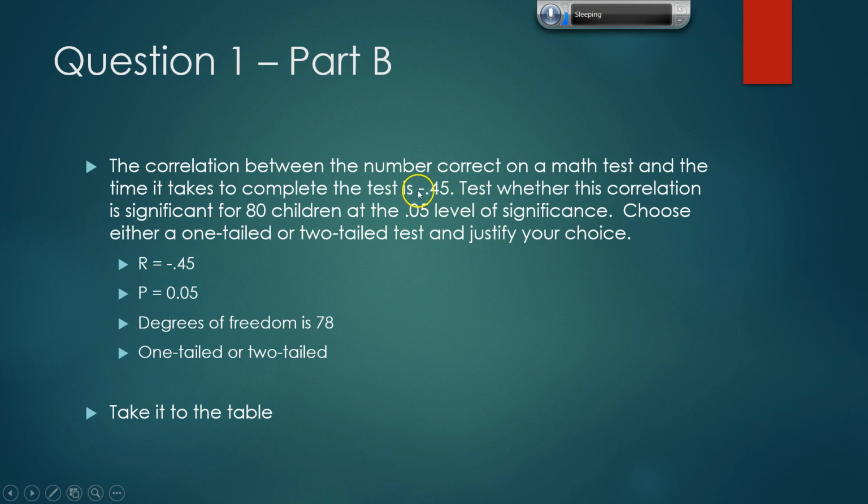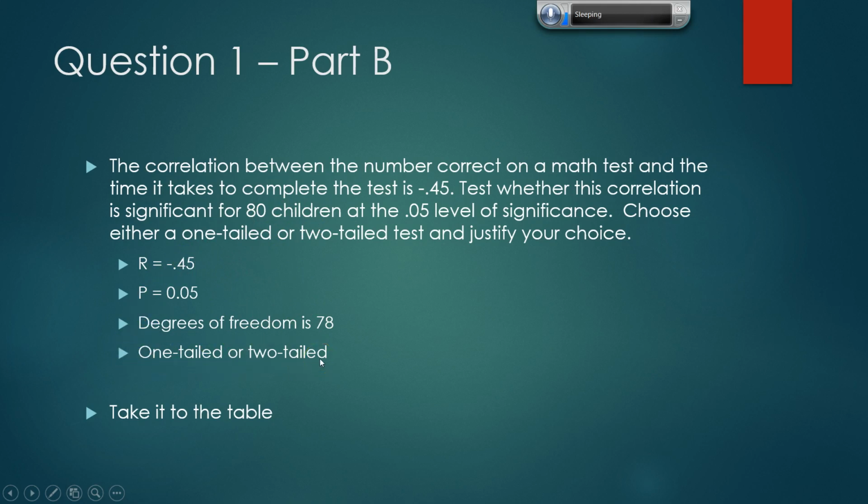Okay, so what do we know? First thing we know is our correlation is negative 0.45. That makes sense because the correlation between the number correct on a math test and the time it takes to complete it is negative. The higher the number correct, the lower the amount of time it takes to complete it. So our p-value is 0.05. Our degrees of freedom is 80 minus 2, or 78, and we have to determine whether we're going to run a one-tailed or a two-tailed test.